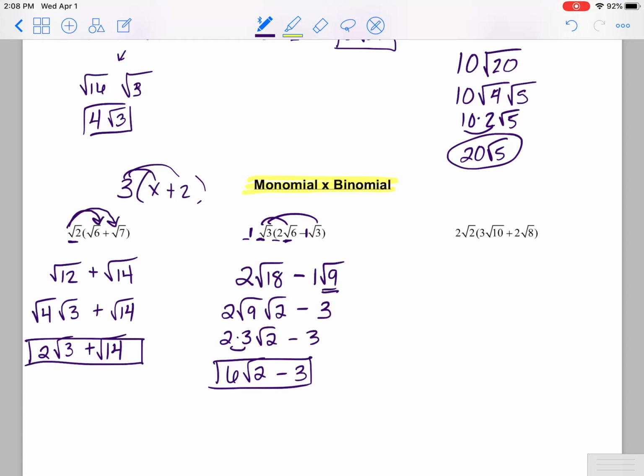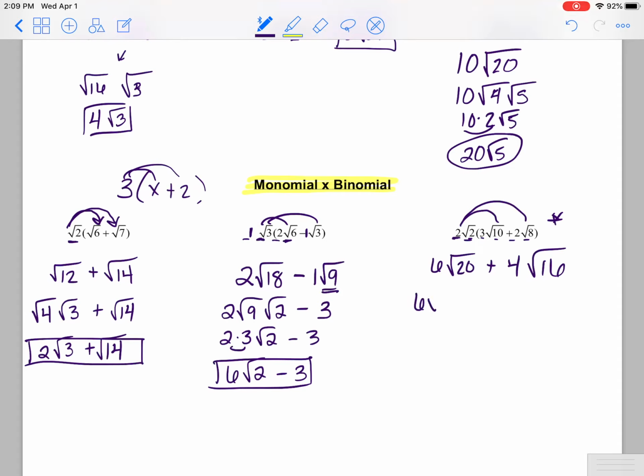Go ahead and pause the video. Why don't you give this one here a try. So again, I'm going to distribute through. So if I distribute through, I get 6 radical 20. So 2 times 3 gets me 6. 2 times 10 gets me 20. 2 times 2 gets me 4. 2 and 8 gets me radical 16.